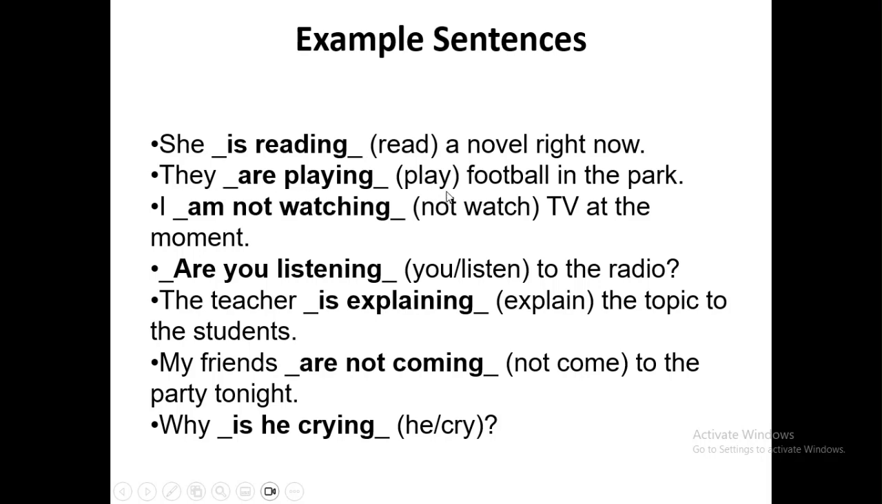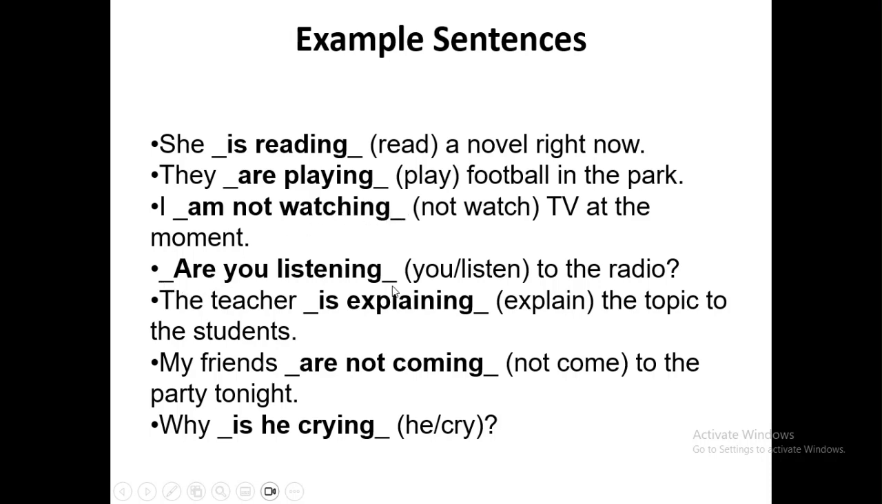They dash football in the park. In the bracket, the verb is play. So the right answer is they are playing football in the park. I dash not, I dash TV at the moment. In the bracket, not watch. So the right answer is I am not watching.